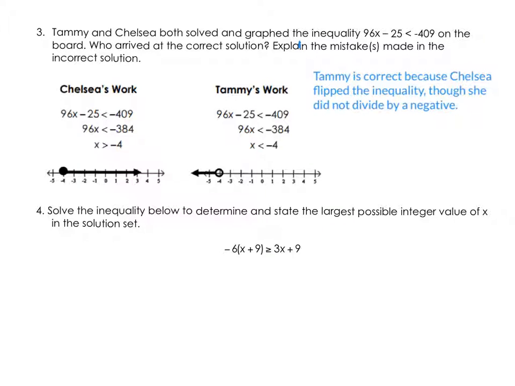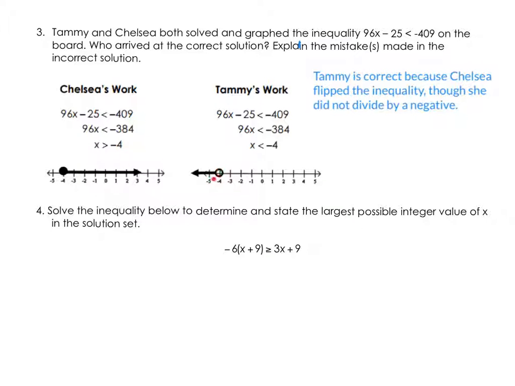So I start off by saying Tammy is correct because Chelsea flipped the inequality, though she did not divide by a negative. But if I look on, I also see that they had another difference. This one used a closed dot. This one used an open dot. Sure, this one's shaded to the right, but according to her solution, she should have. So that's not really a new mistake, that's just part of this mistake.